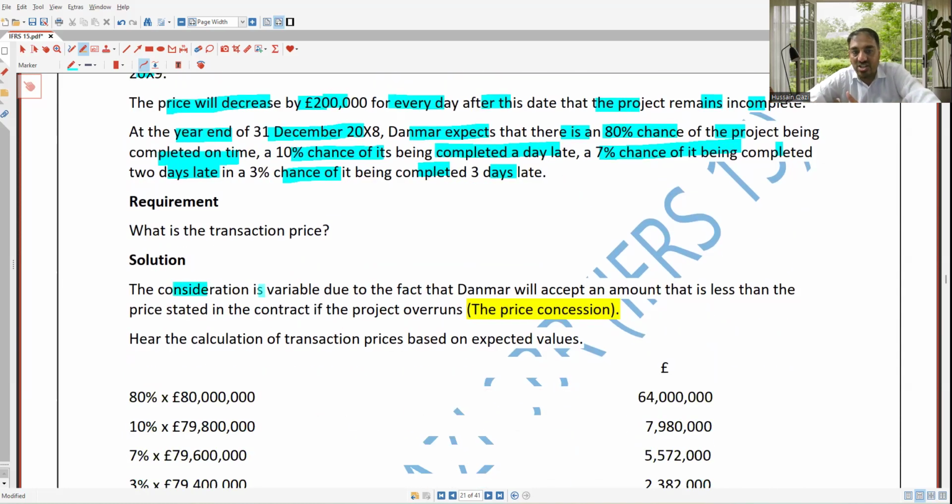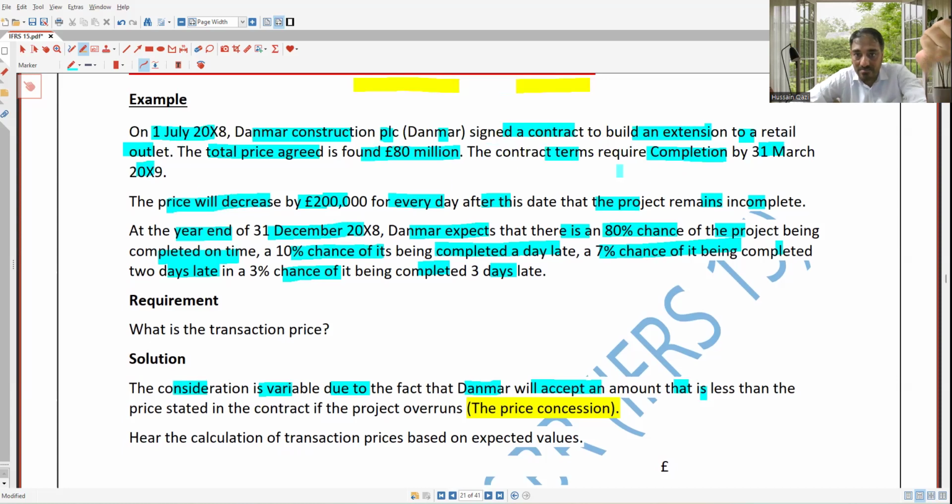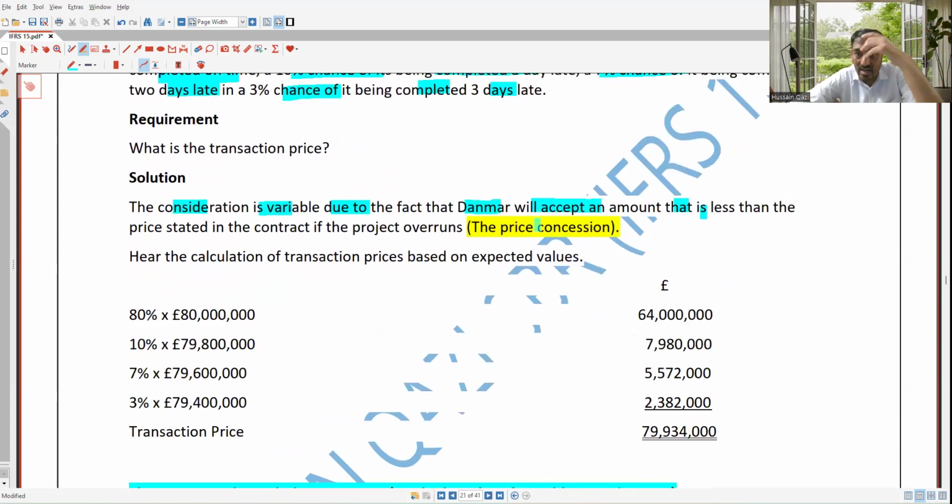First thing, the consideration is variable due to the fact that the seller, that's Denmark, will accept an amount that is different, other than 80 million. Then the price is stated in the contract, that's 80 million, if the project overruns. And this complete statement is called price concession. You can say that price concession is about variable consideration, okay?